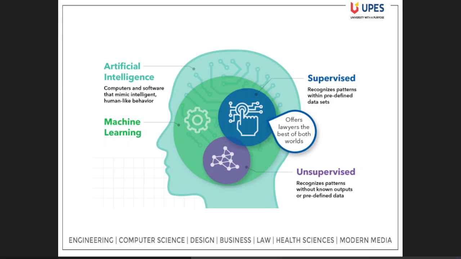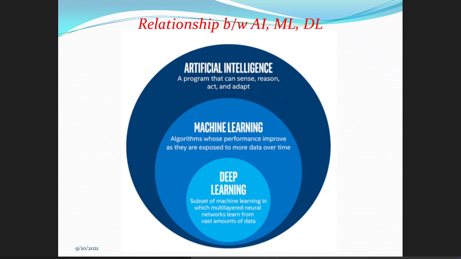So if I say AI is the bigger umbrella, it is a program, man-made intelligence that we are giving to a machine, with which the machine can sense, reason, act, and adapt, right? And this is AI, right? Machine learning are the algorithms whose performance improves as they are exposed to more data over time, right? So when we provide more data to the machines, their accuracy will increase, and they will give the output more accurately, right?